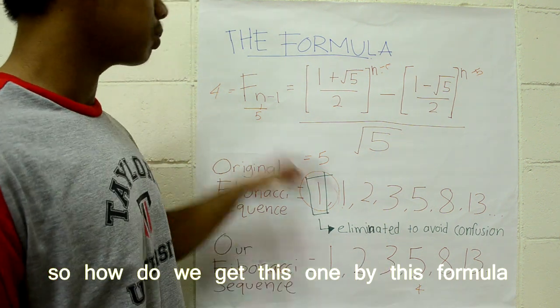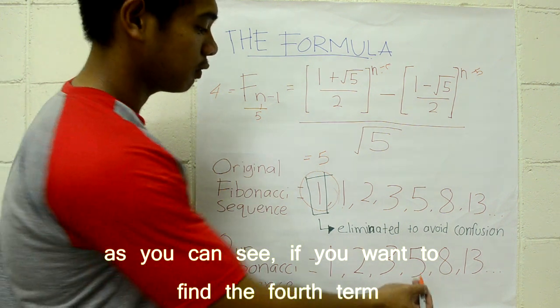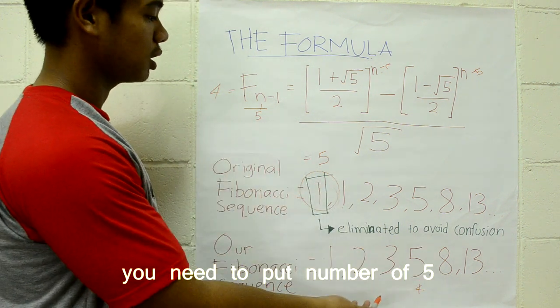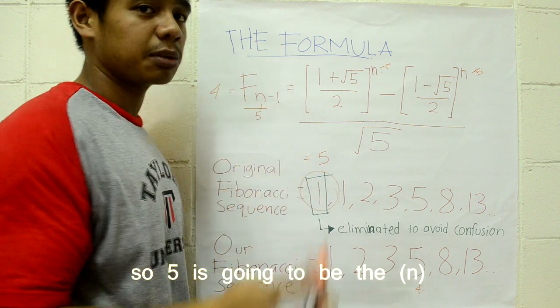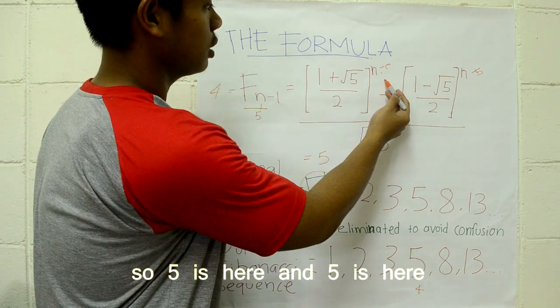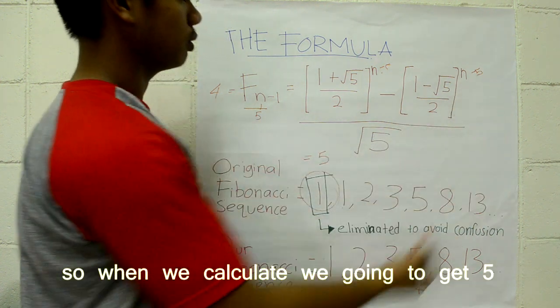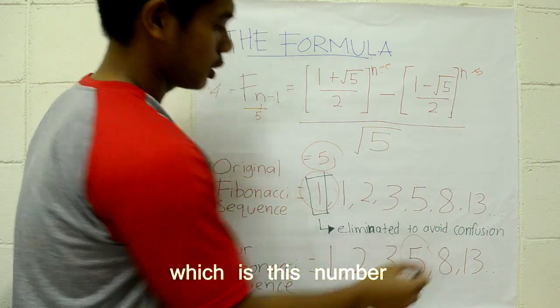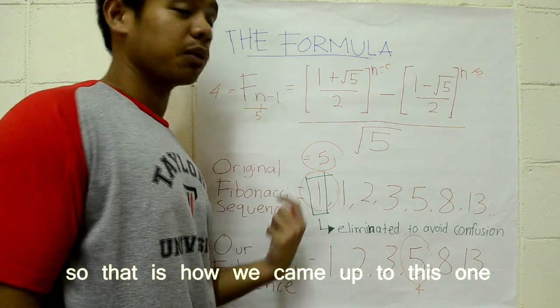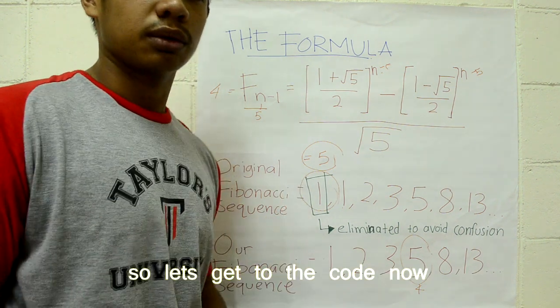So how do we get this one? By this formula. If I want to find the fourth term, I need to put in 5, which is 5 and not 4. So 5 is going to be the n. 5 is here and 5 is here. When we calculate, we get 5, which is this number. So this is how we came up with this one. Let's get to the code now.